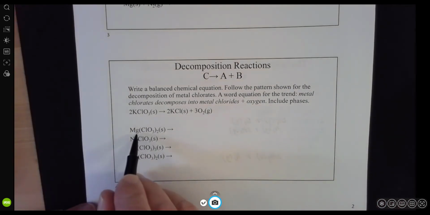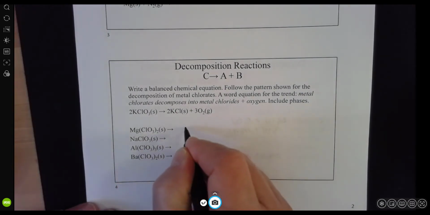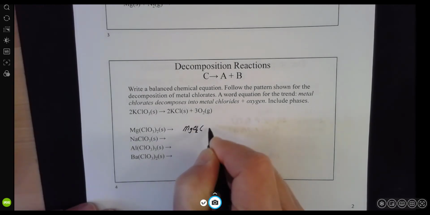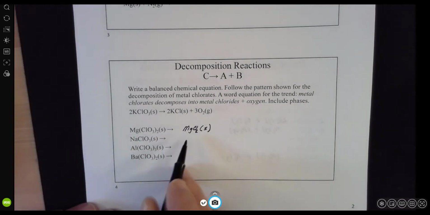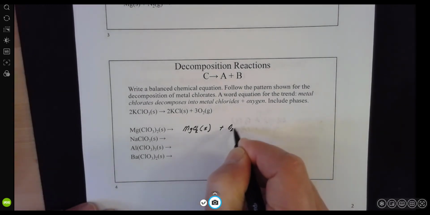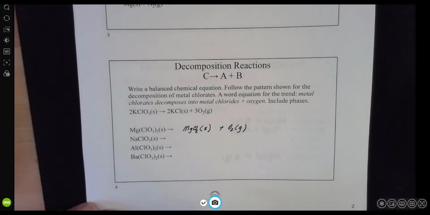I'm saying magnesium chlorate turns into the metal chloride. So what would that be? That would be MgCl2. Why Cl2? Because the charge on magnesium is +2 and chloride's -1, so I need 2 chlorides to go with the magnesium. The other thing that we're supposed to make is oxygen, which is a diatomic gas. All right, so I think that we're all set here.